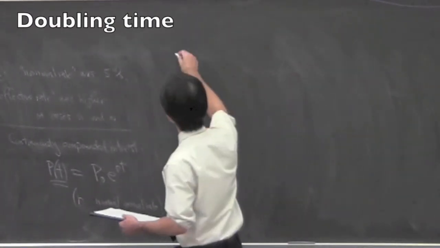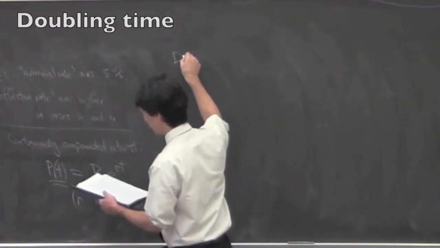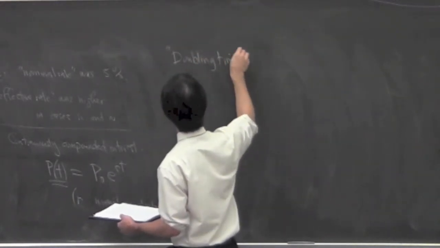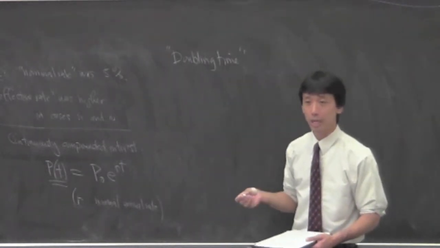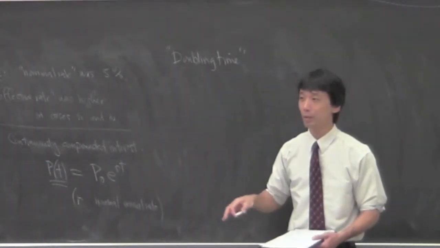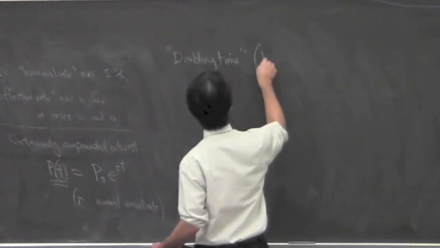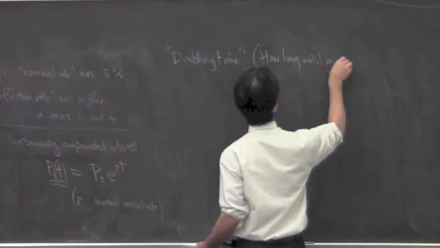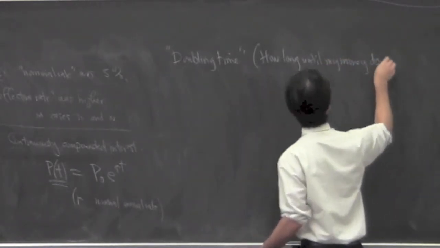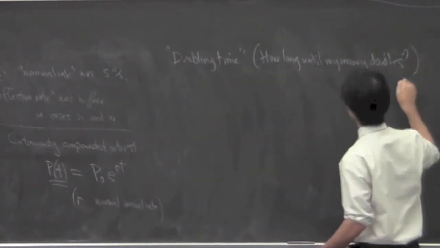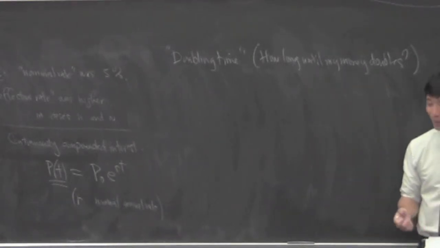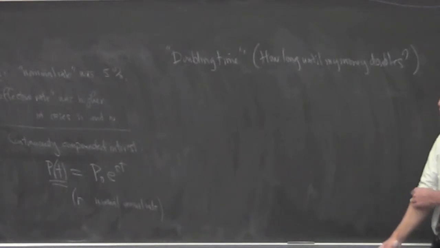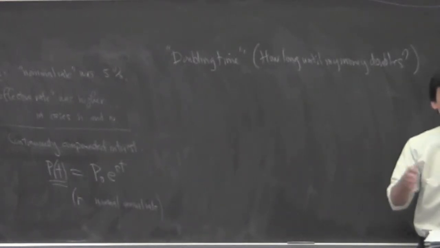Okay. Now we're going to introduce a concept called the doubling time. Doubling time. How long does it take for your money to double? How long until my money doubles? And when you get older, this is something you think about all the time. How long until my money doubles? Because you think about retirement, basically.